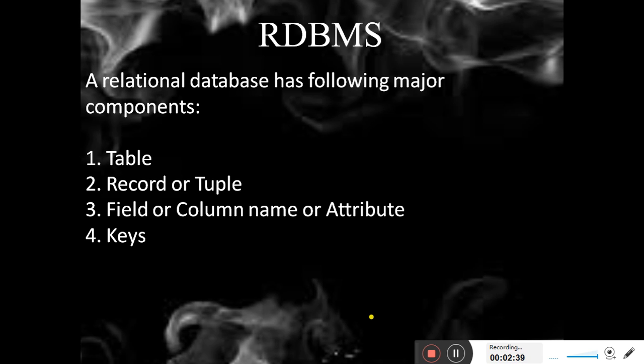Now, a Relational Database Management System has the following major components. What are the components of RDBMS? The first component is table, another one is record, or you can say the tuple. Third one is field or column or attribute. Fourth one is keys. These are four major components of RDBMS. Now we will see them one by one.